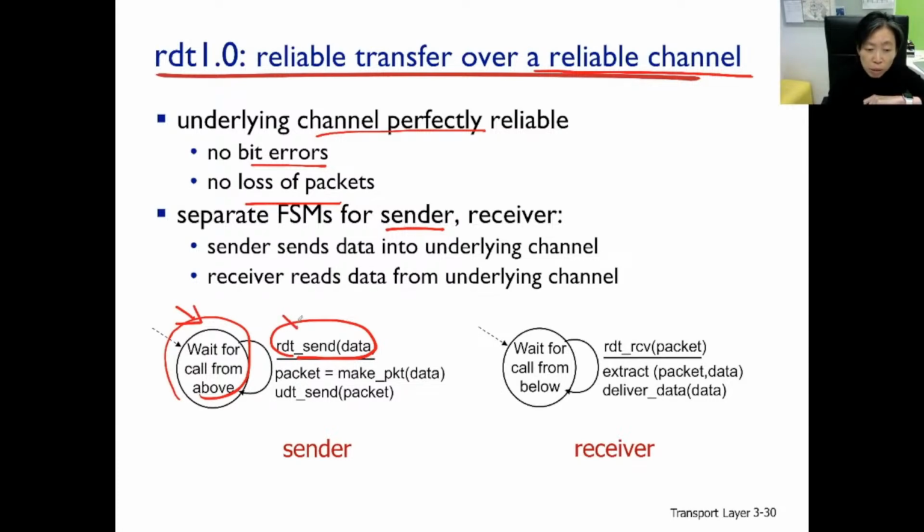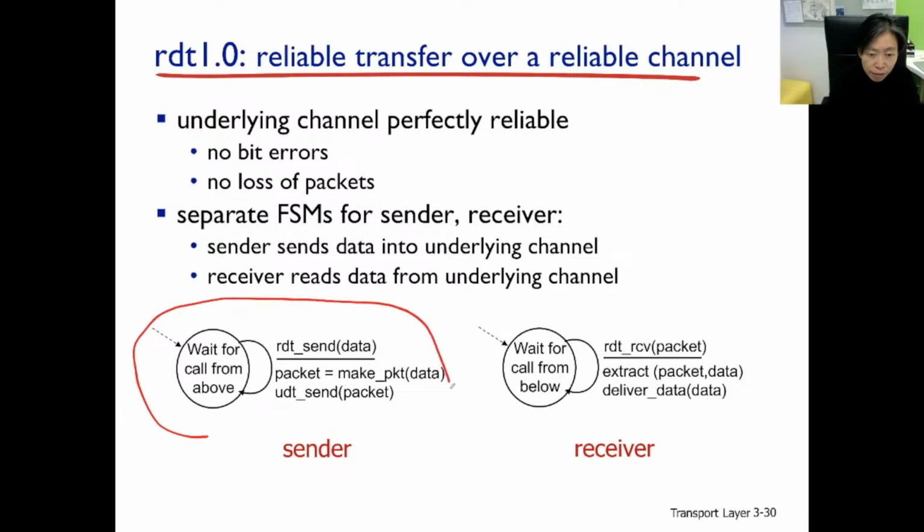So when you run into this event, the sender will generate a packet out of data. Data is the thing coming from the application, and the packet is generated to be pushed down. And to push down, we call UDT send, right? So this is the FSM at the sender side.